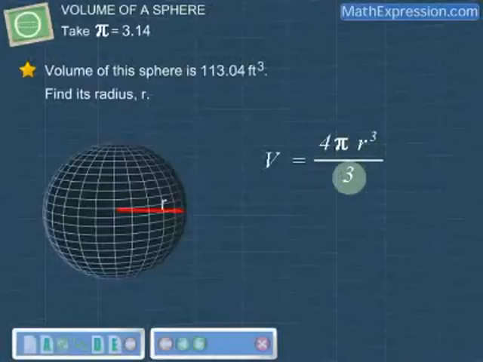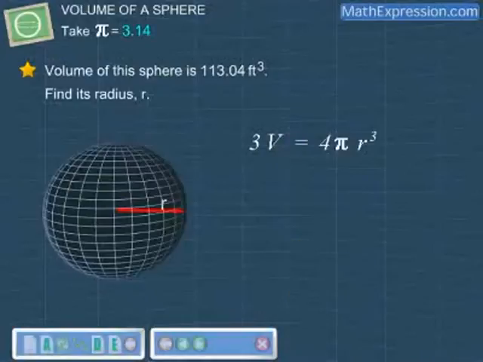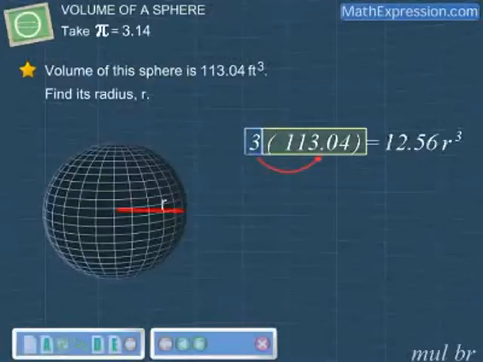Next, note that we can remove the fraction in this equation by multiplying both sides of the equation with 3. This gives 3V equals 4 pi r cubed. Now, since pi is given as 3.14, we can substitute this pi with 3.14. Next, we multiply 4 with 3.14. This gives 12.56. Next, we can substitute V with 113.04. 3 multiplied with 113.04 gives 339.12.